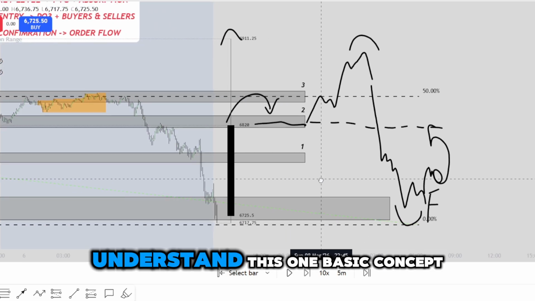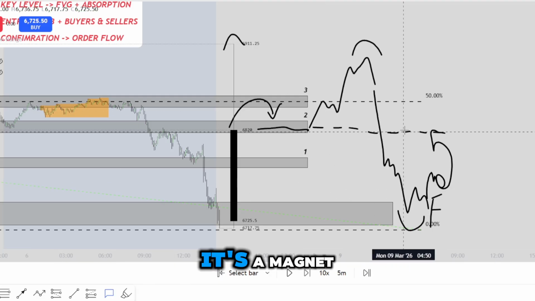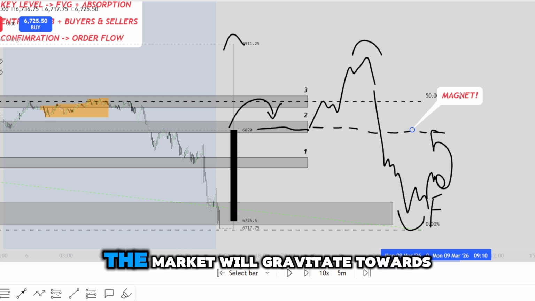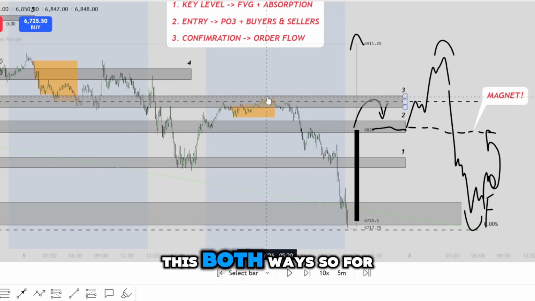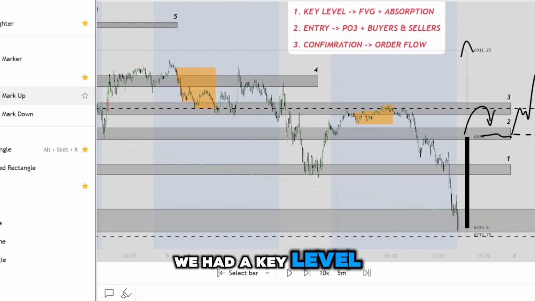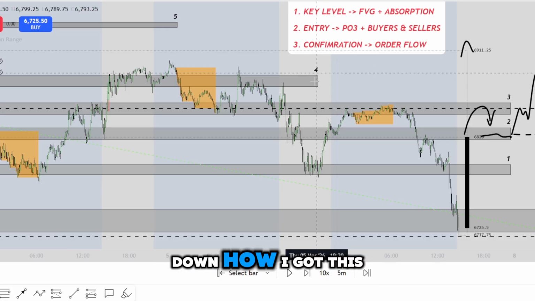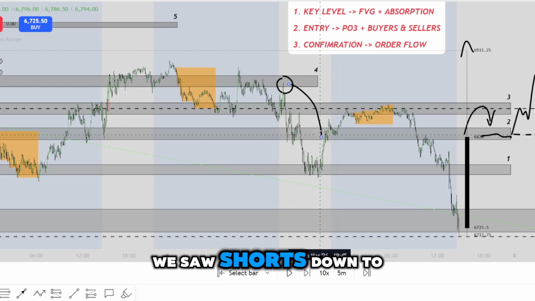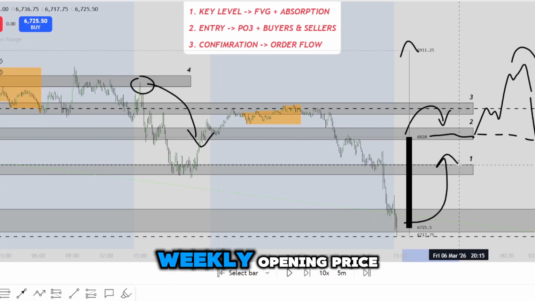So if you can just understand this one basic concept, I want you to treat the weekly opening price like it's a magnet. The reason we want to treat it as a magnet is because the market will gravitate towards the weekly opening price. And so we can use this both ways. For example, we had a key level here, key level 4. I won't break down how I got this, but key level 4 is a key level. And so we saw shorts down to the weekly opening price. And on Friday, we saw longs back up to the weekly opening price.